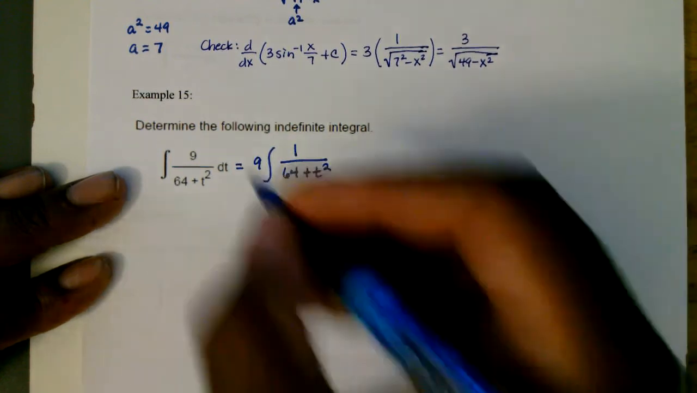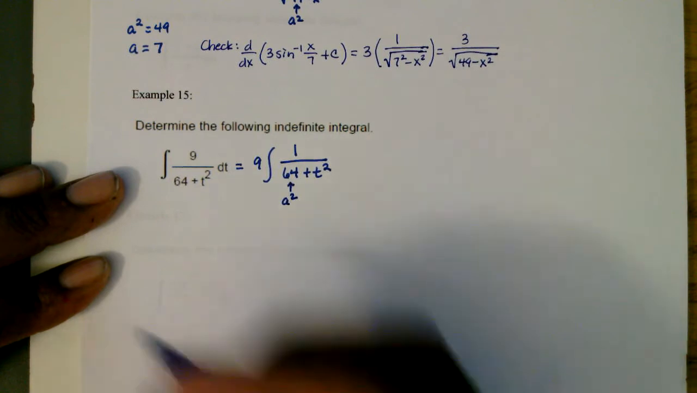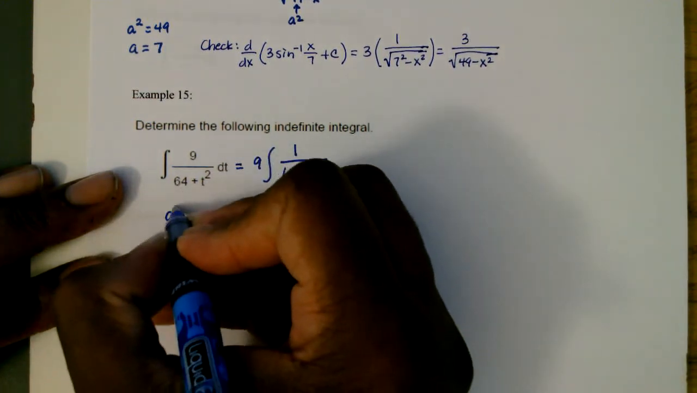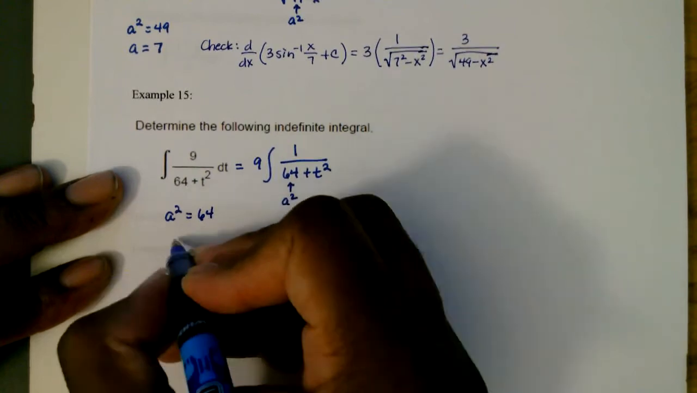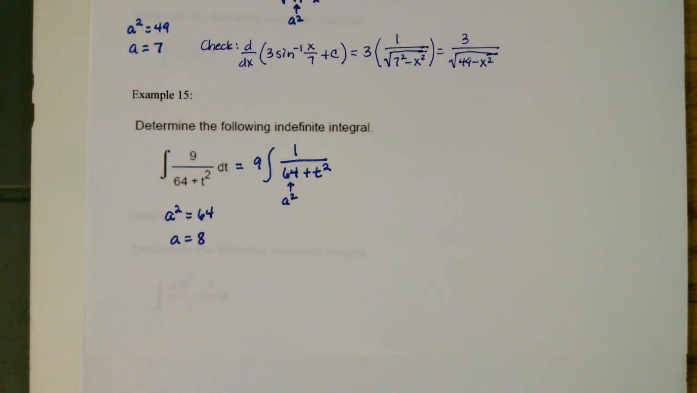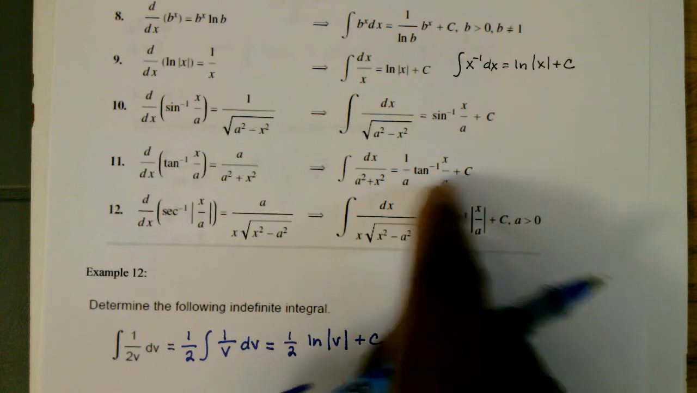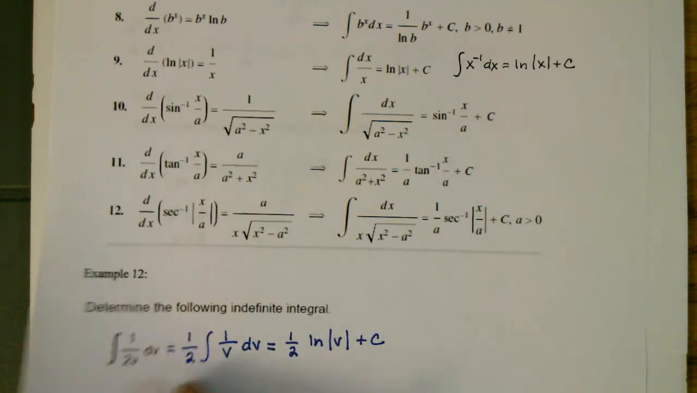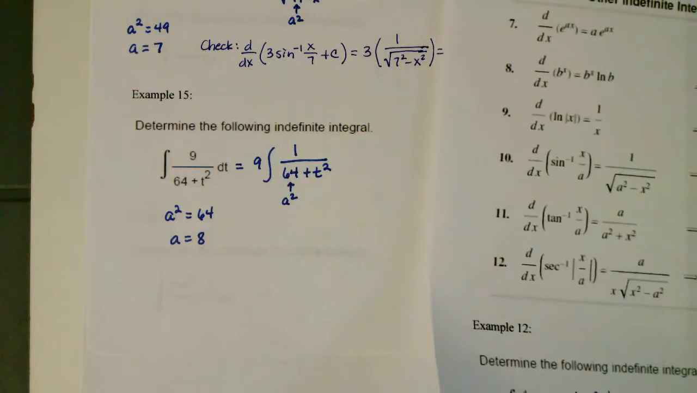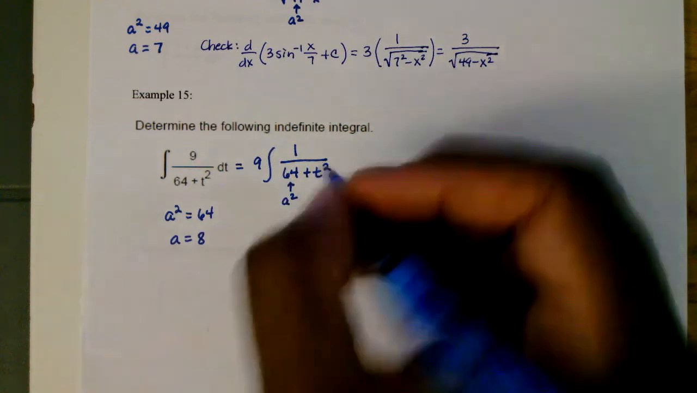And in this case, here's our a squared. That's a squared, 64. And since a squared is 64, what number times itself will give me 64? Has to be 8. So a then would be equal to 8 when we use this right here. And it has to be this right here because it doesn't have the square root in it. So it's going to be 1 over a, and a is 8.